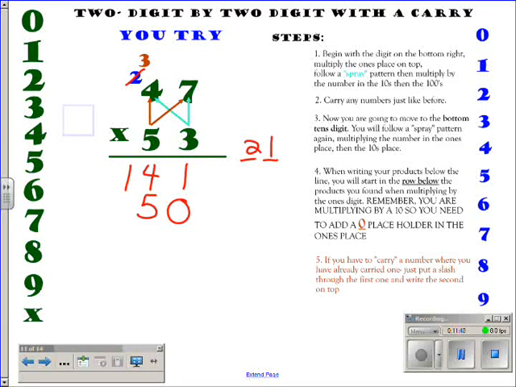I have 5 times 4 is 20, plus 3, 23. Add them up. 1, 9, 4, 2. So my answer is 2,491. Hopefully that's what you got. If not, rewind, watch again, and try some on your own.